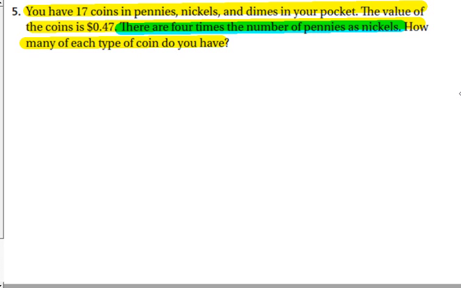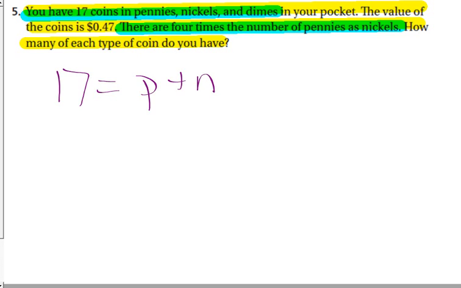So we want to start with first things first. We first see that we've got 17 coins in pennies, nickels, and dimes. So let's start that. 17 coins is equal. Let's let P equal the number of pennies, plus N equal the number of nickels, and plus D equal the number of dimes. So we have that 17 is equal to the number of pennies, plus the number of nickels, plus the number of dimes. That's 17 coins. So now we're through there.